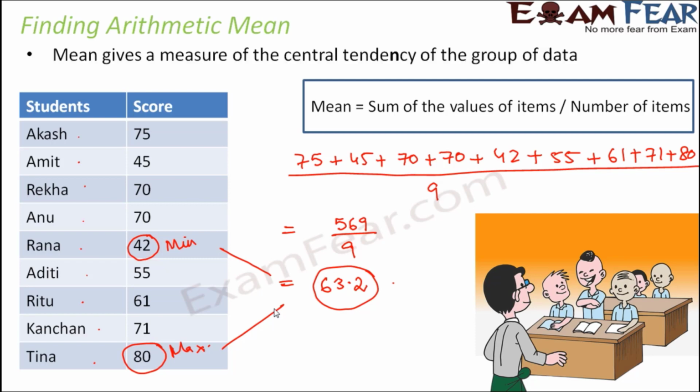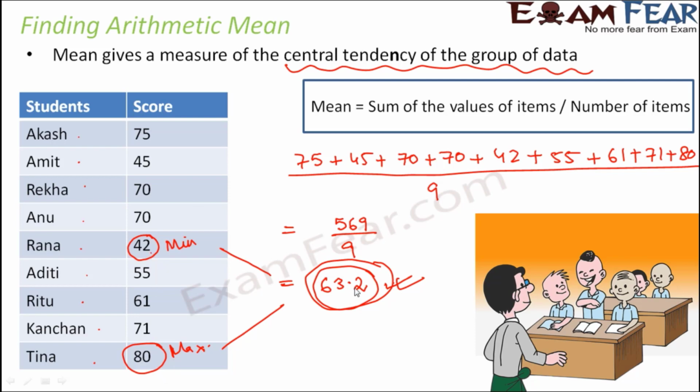So with this we can say that the mean gives a measure of the central tendency of a group of data. So whenever we have a group of data, maybe we have the scores of some 100 students in a class, the value of the mean will give us the central tendency of the group of data. That means in this case, when you look at the average score, or the arithmetic mean, it is 63.2. It lies somewhere in between the data. That is, the minimum value starts from 42 and the maximum value goes up to 80.